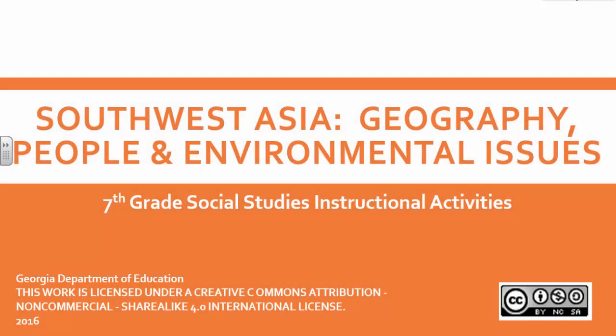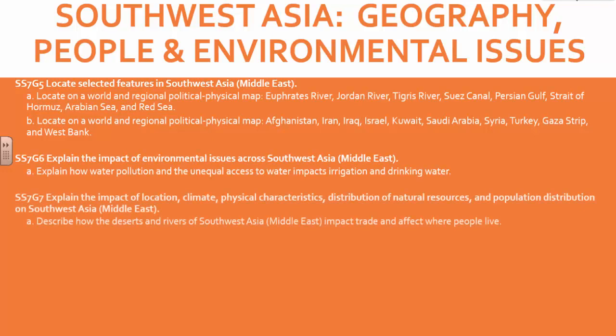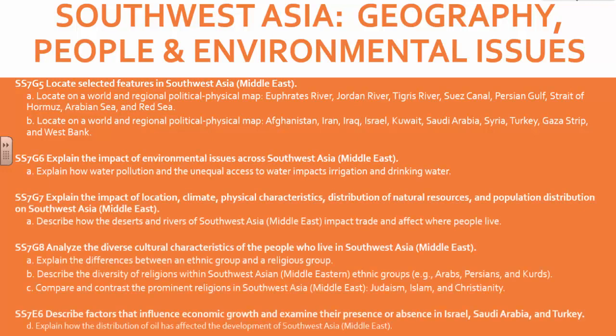Welcome. Today we will be looking at some teaching techniques that can be used to teach geography standards of Southwest Asia. These standards ask students to locate specific physical and political features, explain the impact of environmental issues, including access to water. Also, students will describe how rivers and deserts influence trade and where people live. Students will analyze the diverse cultures of the Middle East, including a focus on religion and ethnic groups. Finally, we will touch on how the distribution of oil has affected the development of Southwest Asia.